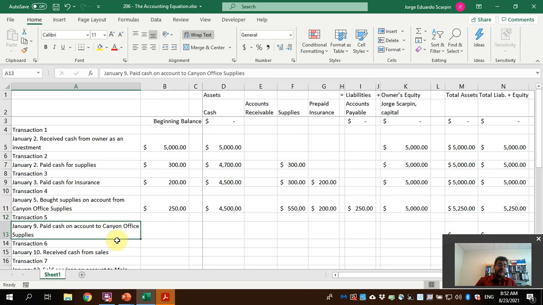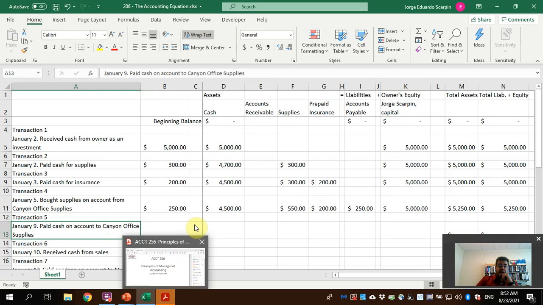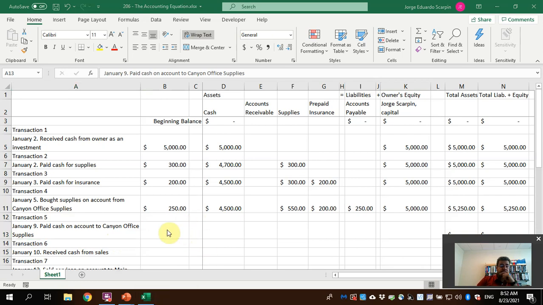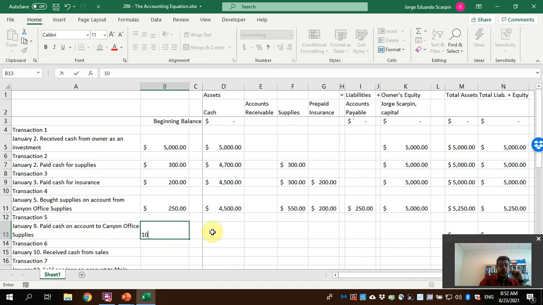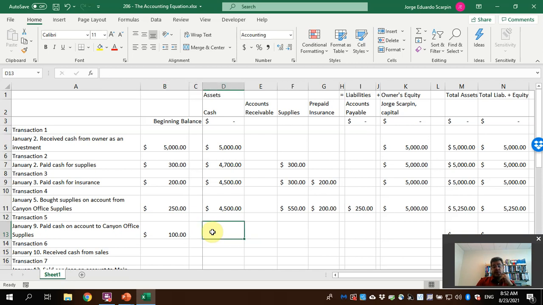Transaction 5, the last one before we go back to our PowerPoint. Let me close it here. Okay, so paid cash. Let's consider that we are paying now $100. So we owe them 250. We are paying 100 now, and the remaining 150 we will pay later. So cash, we are paying. If we are paying, we are decreasing cash.